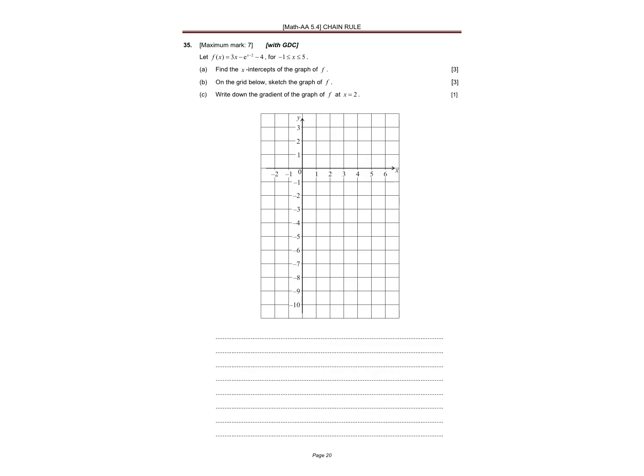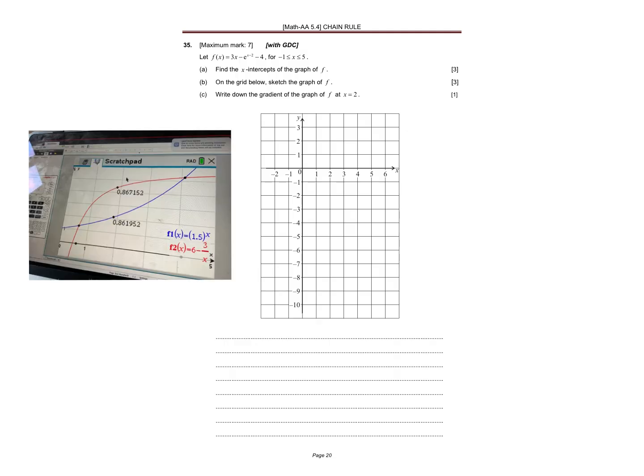All right, number 35, we've got this function for -1 to 5. Find the x-intercepts, sketch the graph, and write down the gradient at 2. This is all with graphing calculator. Okay, so clear this stuff. And then we're going to put our function in, which is 3x minus e to the x minus 2, and then minus 4. Enter. I'm just going to zoom out a bit.